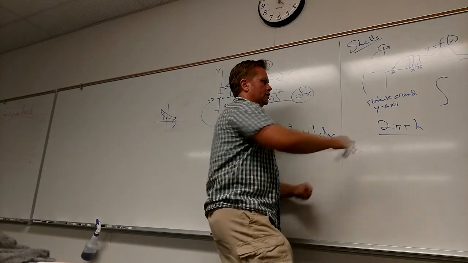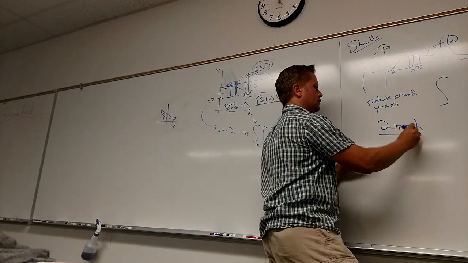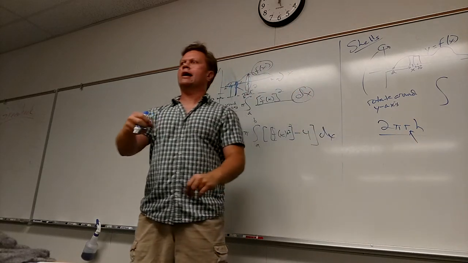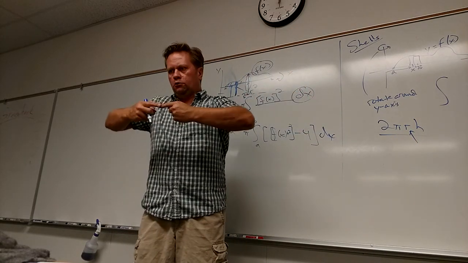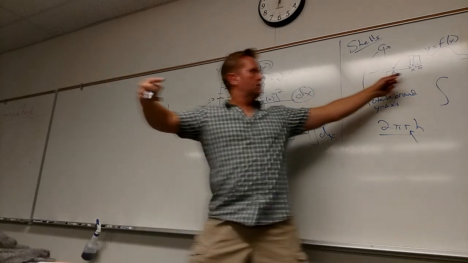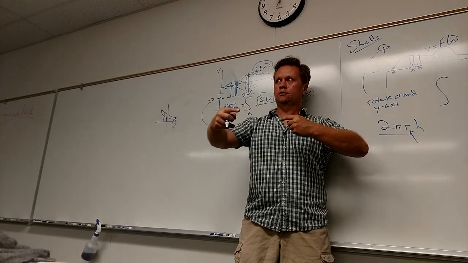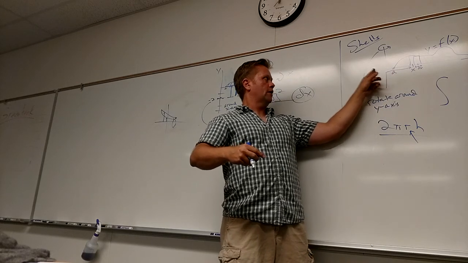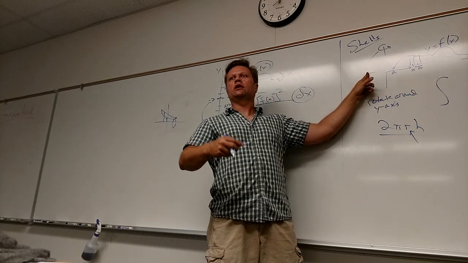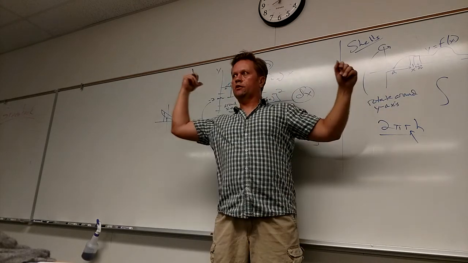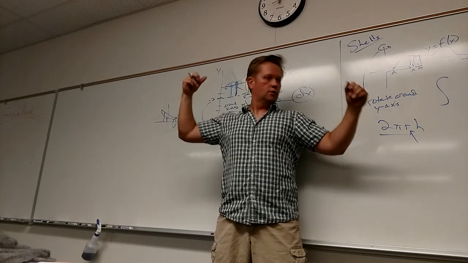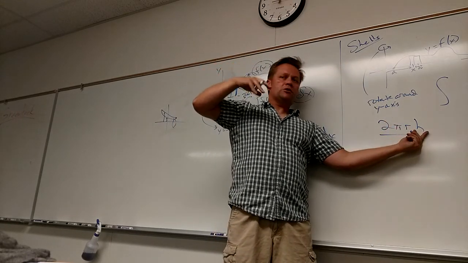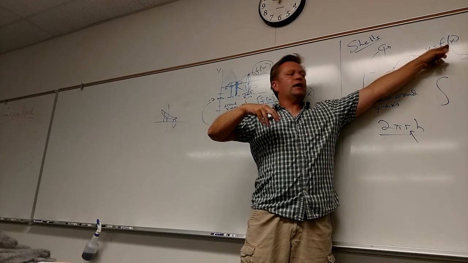Okay, so here, the radius is almost always just x or y, because you locate those rectangles along an axis. So in this case, it's just x. If I was rotating about x equal -2, then it would be x plus 2. Very similar to this guy. H is pretty much almost always the height, the f of x.